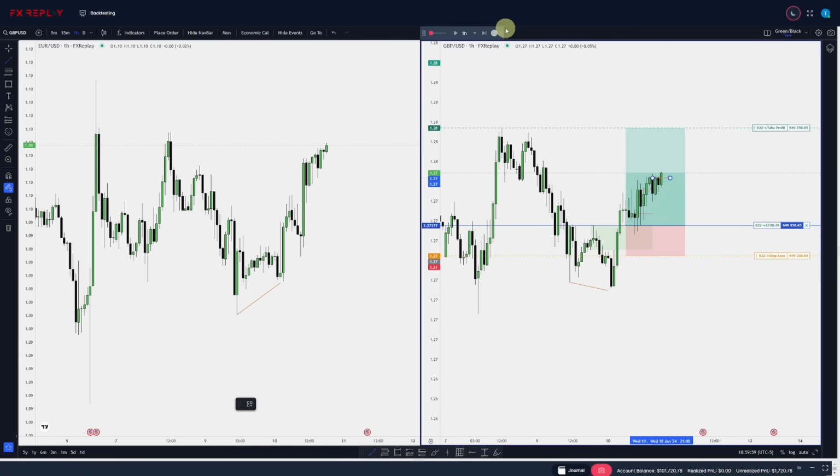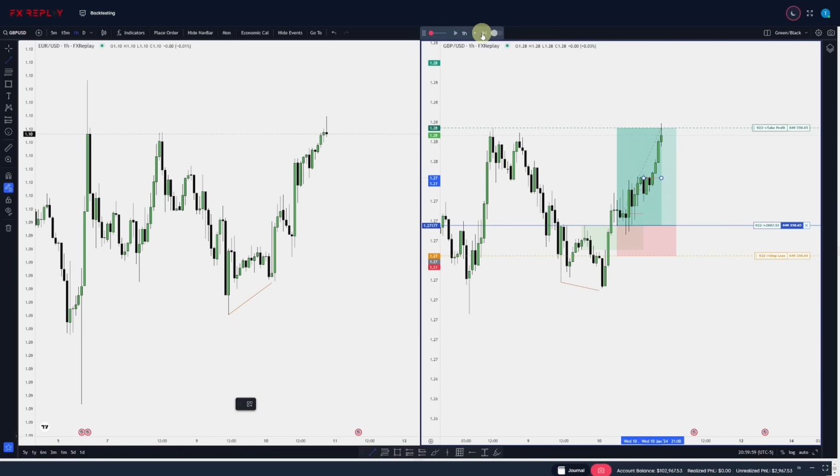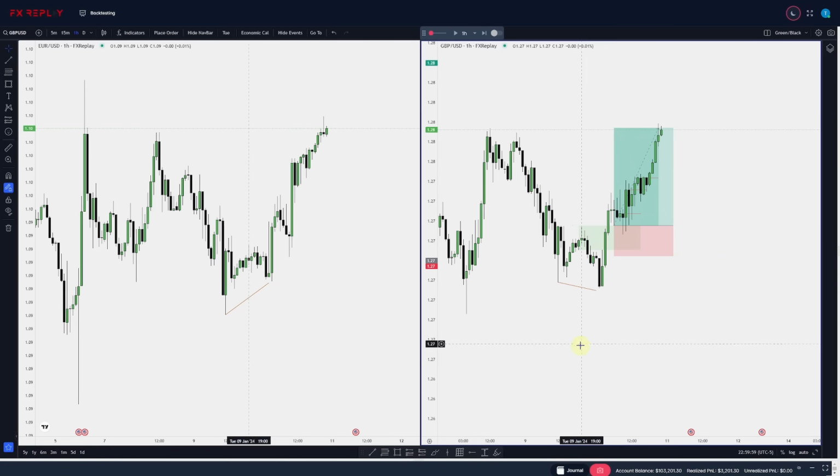Another down close candle supporting it higher. And there we go, we hit our take profit. So you can see this is how I would use it in a reversal. I don't just blindly long something because of an SMT. I'm going to wait for an actual setup and then use this SMT to confirm it.